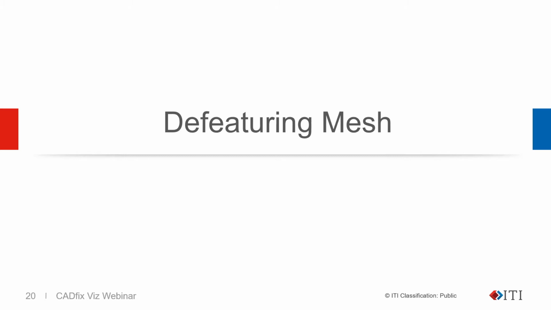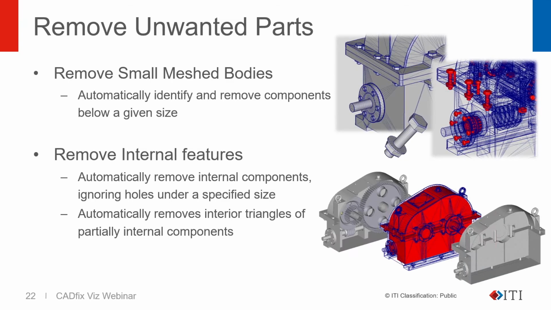So defeaturing mesh, as I said, this will make up the majority of the presentation, and it's a very key part. What we're left with after generating our mesh is often quite complex mesh with lots of triangles, not appropriate for our visualization applications. So what we do is we do some defeaturing to reduce that complexity, triangle count, and in turn the file size. So there are a few things we do.